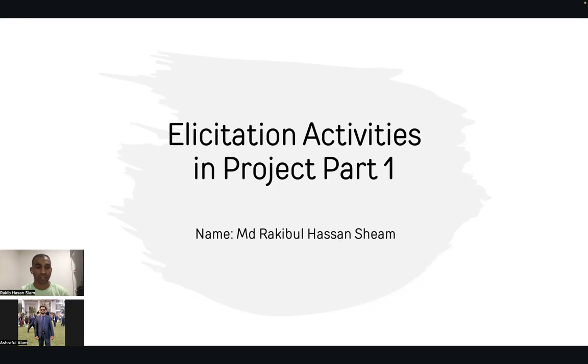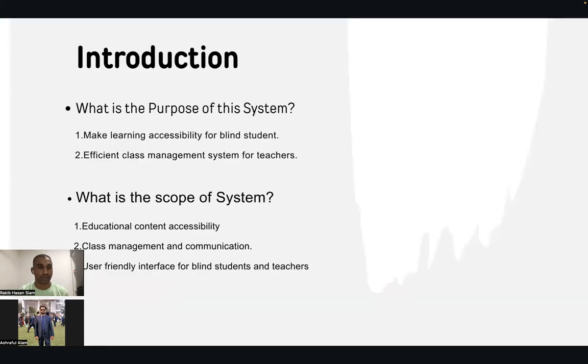I'm from TT1L. Today I'm going to explain the elicitation activities in project part 1. So in the introduction, what is the purpose of our system? This system is for blind students, for learning accessibility, and an efficient class management system for the teacher. What is the scope of this system? The educational concepts: accessibility, class management and communication, and a user-friendly interface for the blind student and teacher.